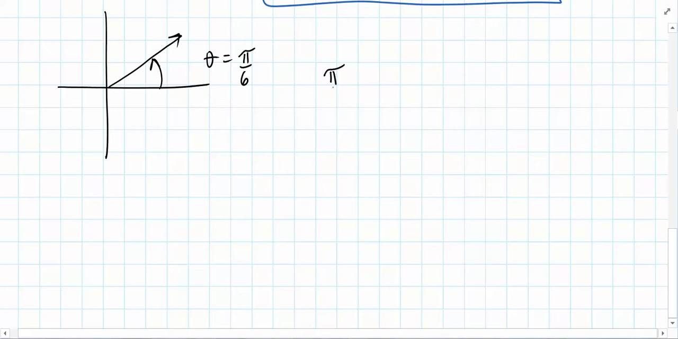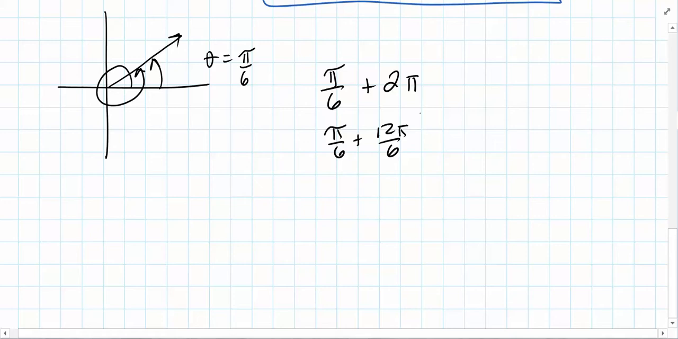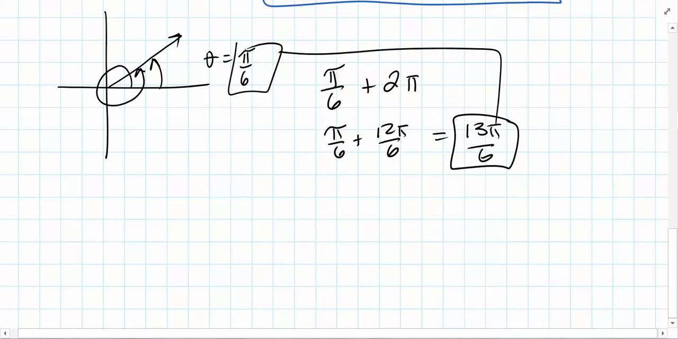Okay. So basically what we're doing is we're adding, right? We're adding a full revolution to our angle of pi over 6. And it's the same thing you're doing. You're just counting all the way around, right? So we're going to do that. I'm going to add on one full revolution, which in radians is 2 pi. To get a common denominator here, I would have to go pi over 6 plus 12 pi over 6 because that's the same thing as 2 pi, which of course gives me 13 pi over 6, which is an angle that is coterminal to pi over 6.